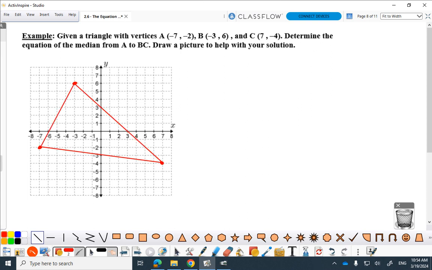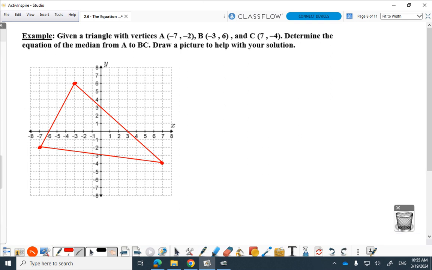There's the picture. Now, I think the way to do this is to try to draw the median on there that they're looking for. Not perfectly, but just generally, because that'll give me all the steps I need. It says, determine the equation of the median from A. Oops, I didn't even label the points. Jeez, Mr. Todd, label the points, goodness. See, now you see why we label points. -7, -2, there's A. B was -3, 6, good. C was 7, -4, good, got them all.